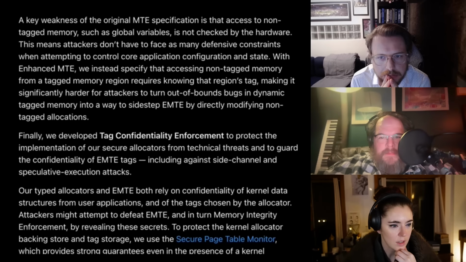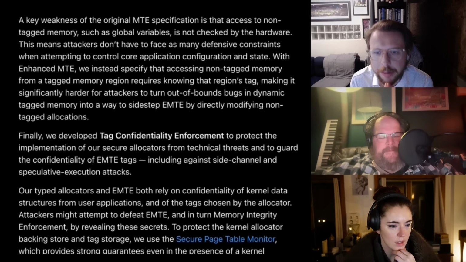So the mitigation here is that attackers have to know the tag of the region that they're coming from now to do this. We're talking about writing into untagged memory, right? So what is the actual pattern here? I'm sure this is obvious if you've looked at an exploit, but what does it mean to know the region's tag when you're writing from an untagged to a tagged region? What does it mean to know the tag of the tagged region? Do any of us know?